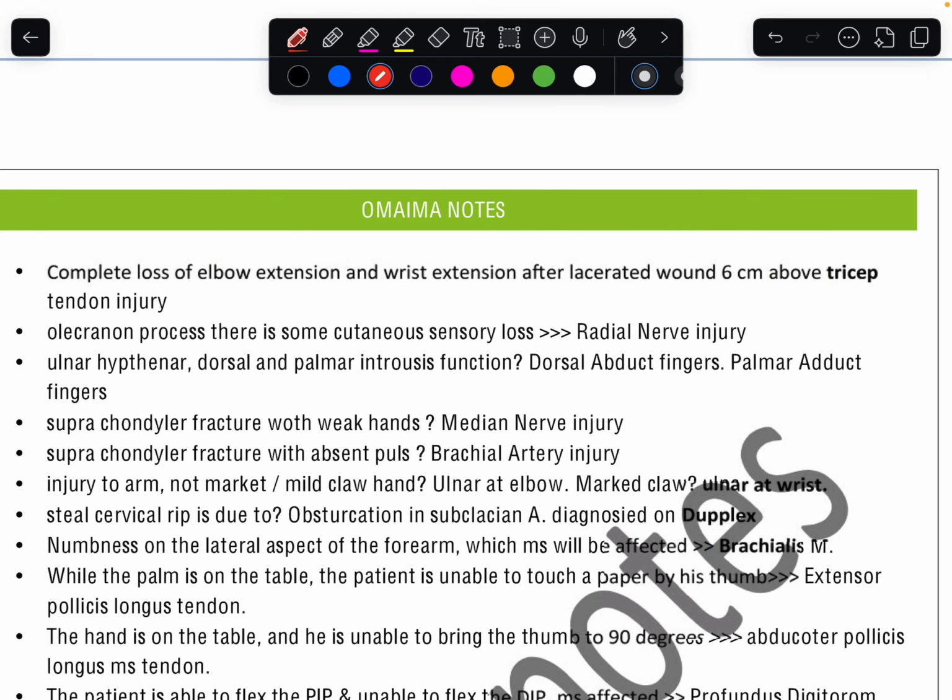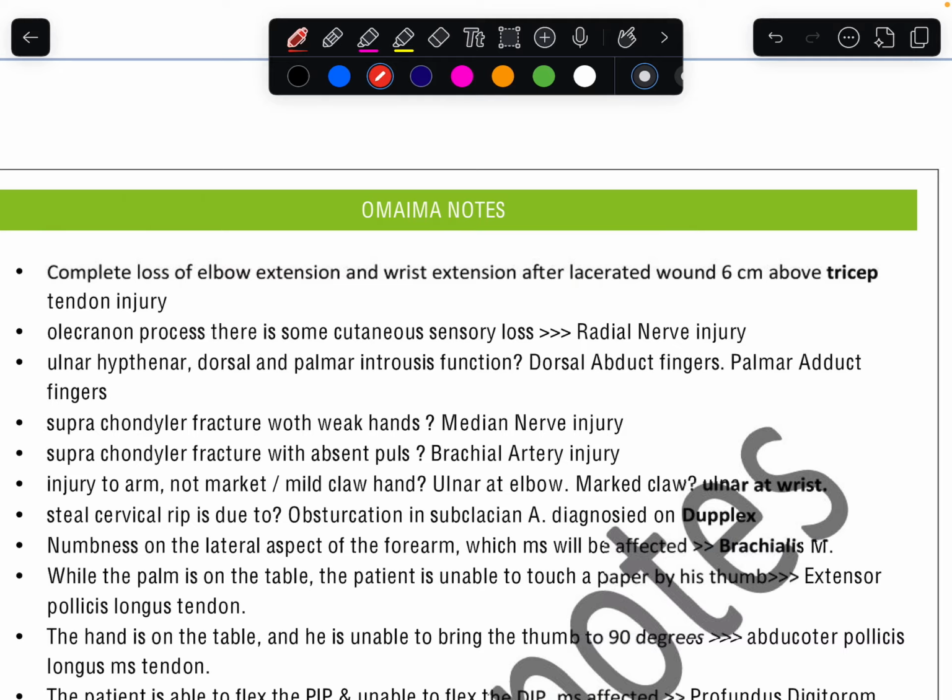Complete loss of elbow extension and wrist extension, lacerated wound 6 cm above the olecranon, triceps tendon injury. Loss of extension. So a 6 centimeter wound above the tendon. Elbow extension and wrist extension, both are lost. So C5, 6, triceps.